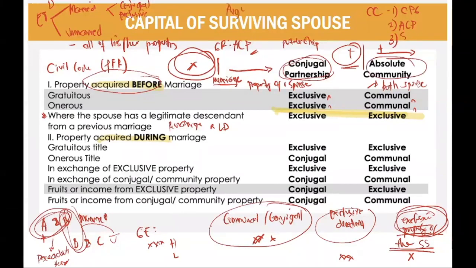It is August. I'm not sure if it's 1988 or 1998. Just look at it. It's either 1988 or 1998. Masyadong late yung 1998. 1988. I feel it's 1998. So August 1998, if ever there is a marriage from August 1988, it is ACP. But before that, it is conjugal partnership.